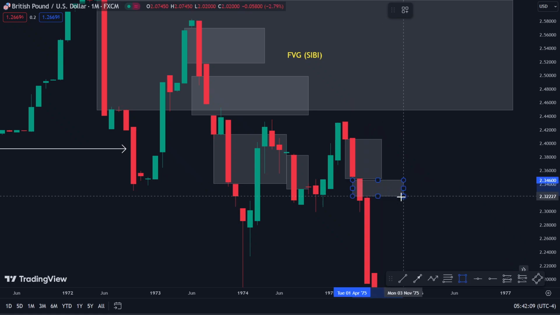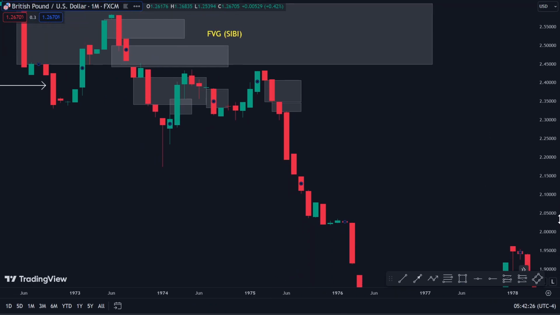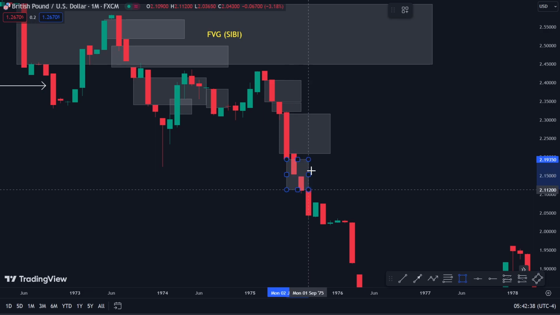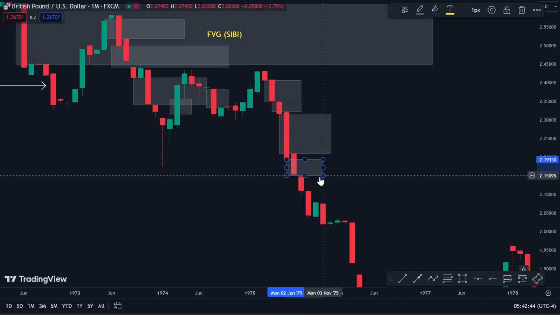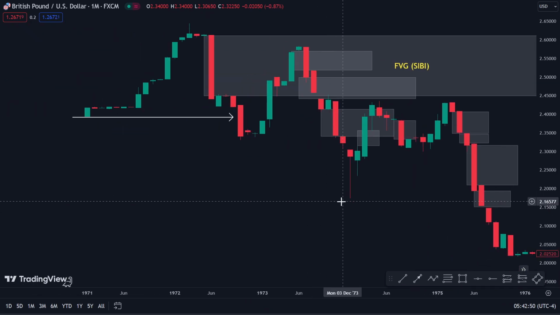This is our fair value gap in the form of a CB. There is another one over here. We have another one over here. We have another one over here. So I believe we are all now familiar with how to spot a fair value gap, and it can be in the form of a CB or BC.